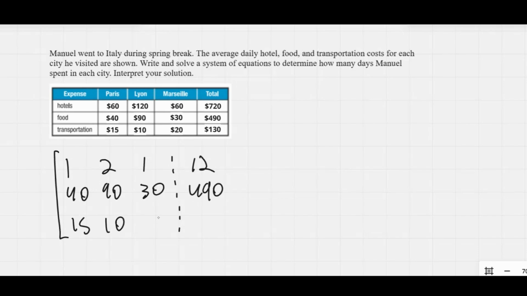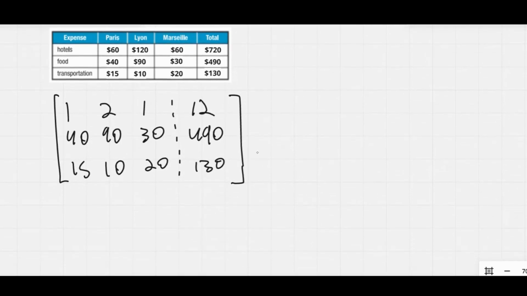So basically what we're trying to find is how many days he's spending in each of the cities. And we know that our solution is going to reveal that because these are average daily costs. All right, so first things first, what we can do is get rid of this 40 and this 15 over here.